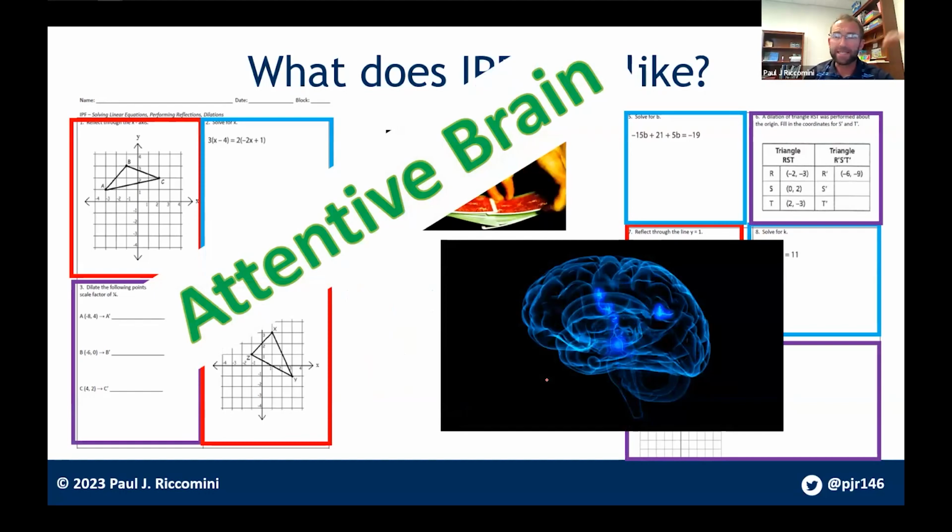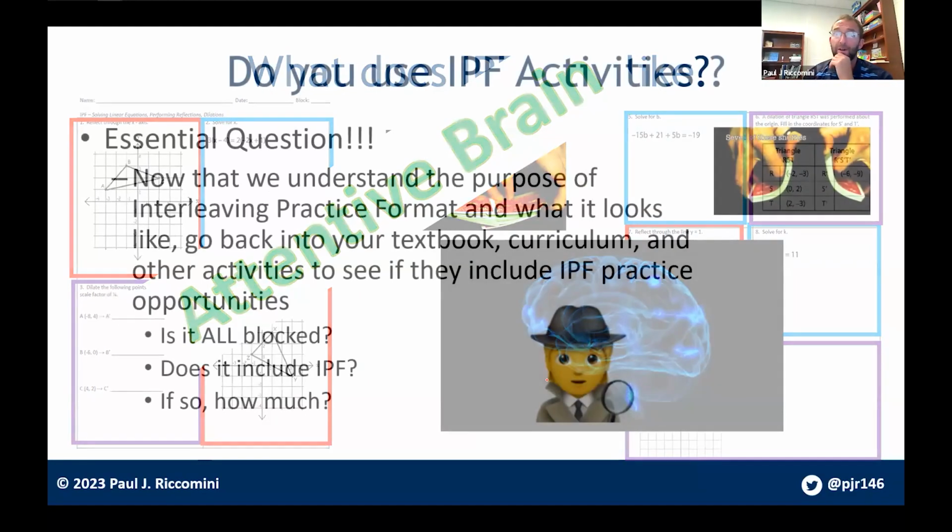Math maintenance is another way, but the way we do math maintenance is often blocked or it's just spiraled. And you can spiral, but if it's blocked, it doesn't work. So this gives us the attentive brain. What you've got to remember is that with block practice, your brain basically gets bored eventually, whereas with interleaving, you're constantly having to keep firing.